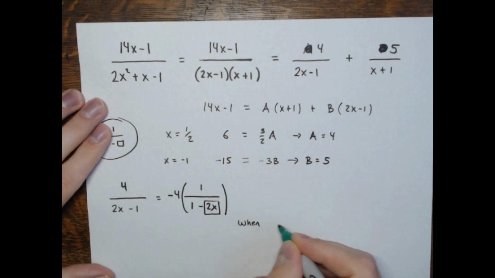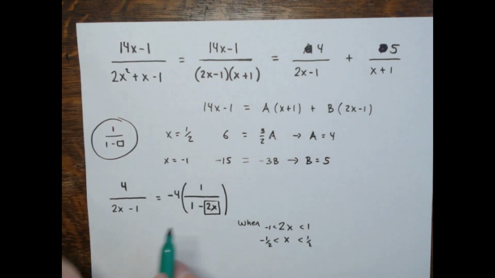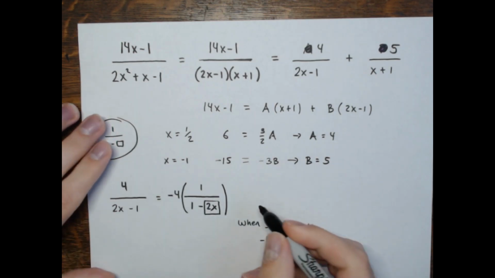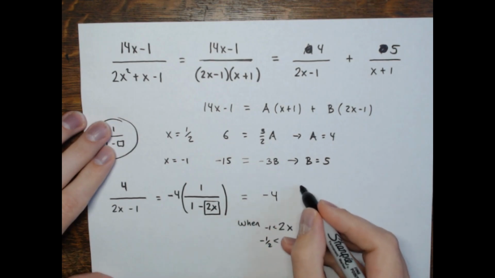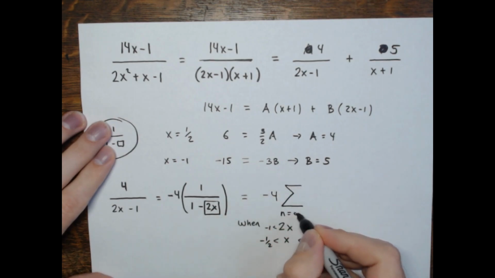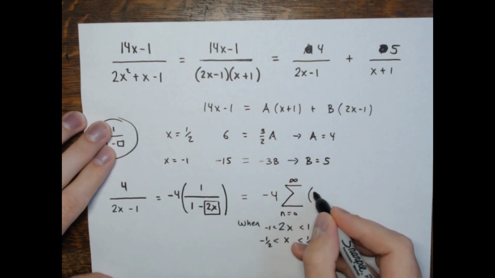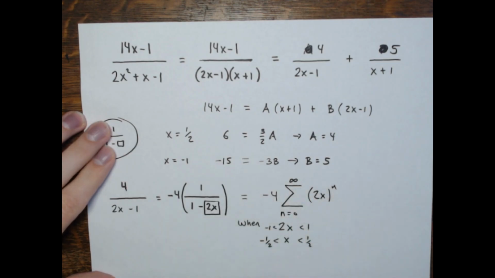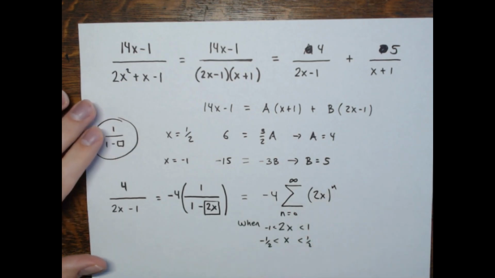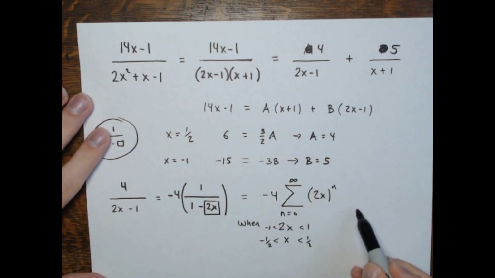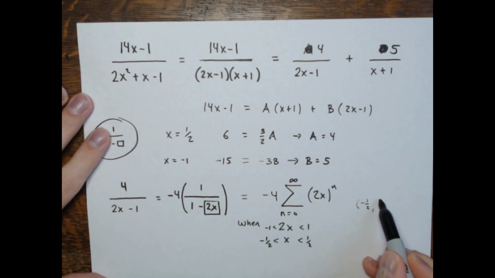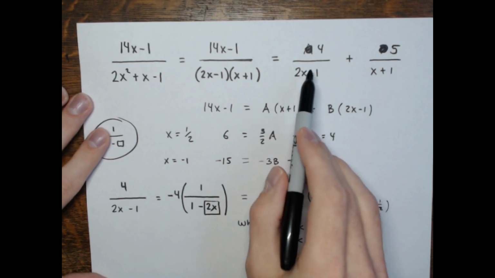So when this 2x is between -1 and 1, in other words, when x is between -1/2 and +1/2, we have a series that'll converge to this, right? This will be equal to -4 times the sum from n equals 0 to infinity of 2x to the nth power, or 2 to the nth times x to the nth, whatever. But the interval of convergence for this is values from -1/2 to 1/2. So that's for the first part of our partial fraction decomposition, the first term.